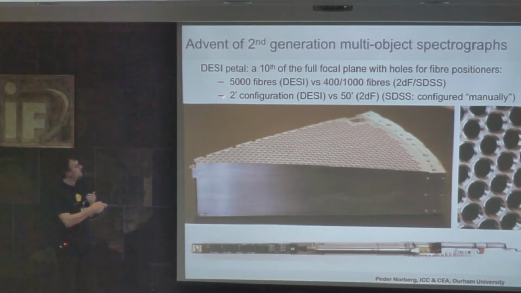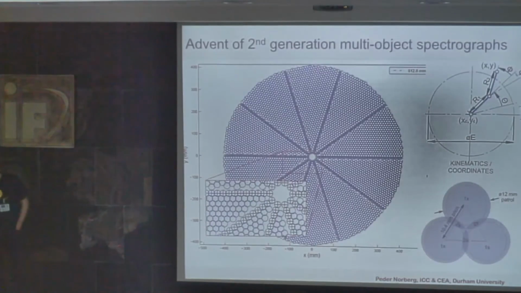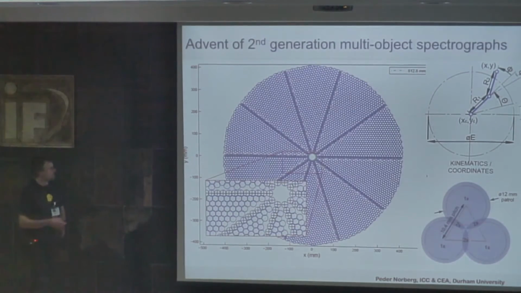Now, this was a constraint to put down because the survey was designed with cosmology in mind. And therefore, they had quite precise requirements on what needs to be able to be done in order to do the survey. So just to give you an idea of how big this is.